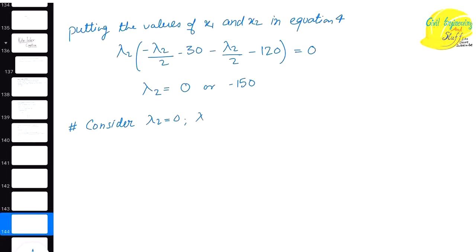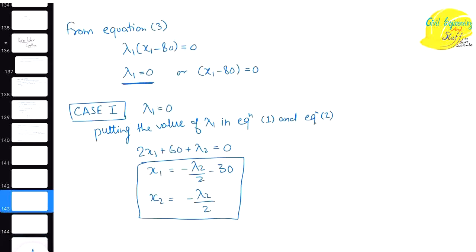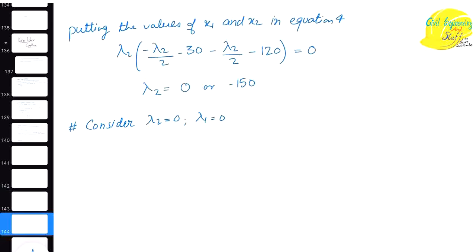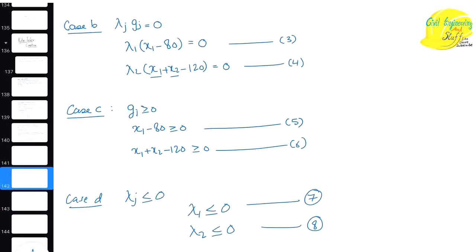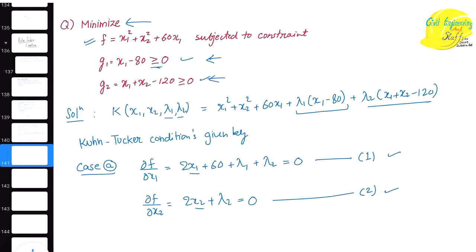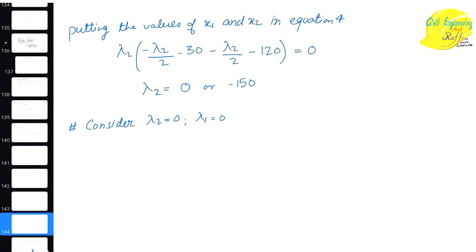But I will write down lambda 1 equal to 0, because we are in case 1, right? That is, we are taking lambda 1 equal to 0. So we have lambda 2 equal to 0, lambda 1 equal to 0, and we will put it in equation number 1. If we put it in equation number 1, we will get the value of x1. Likewise, if we put the value of lambda 2 in equation number 2, we will get the value of x2. Let's do it.